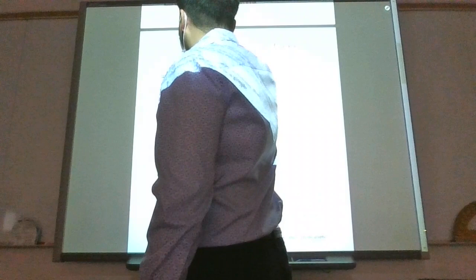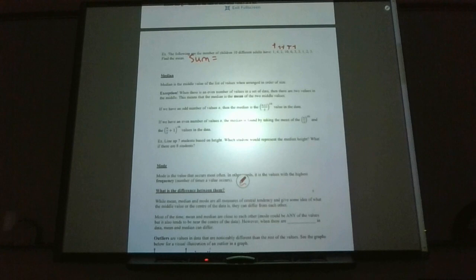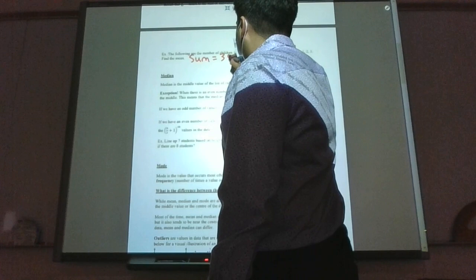So 1 plus 4 plus 2 plus 10 plus 6 plus 3 plus 3 plus 1 plus 3 plus 3 plus 1 plus 2 plus 3. What does that give? 35, right? Okay, perfect. And obviously, we have 10 of them.